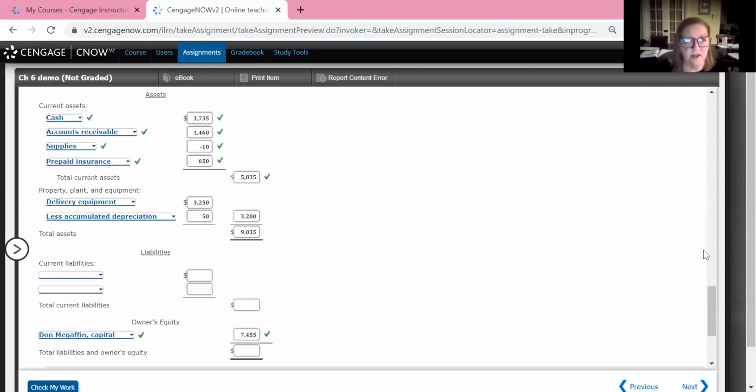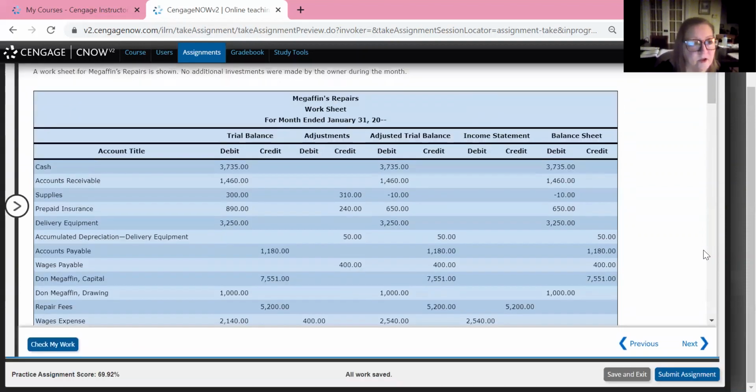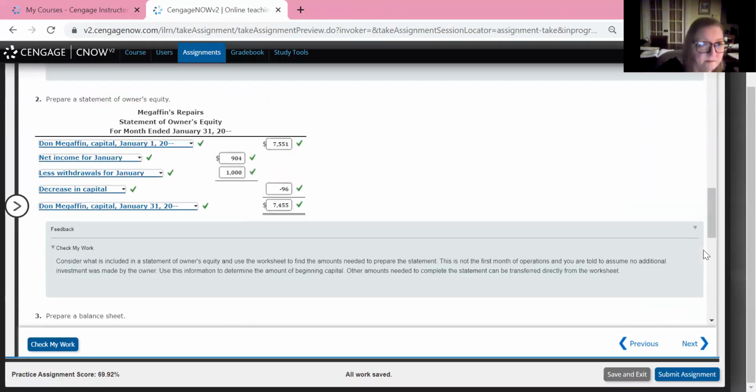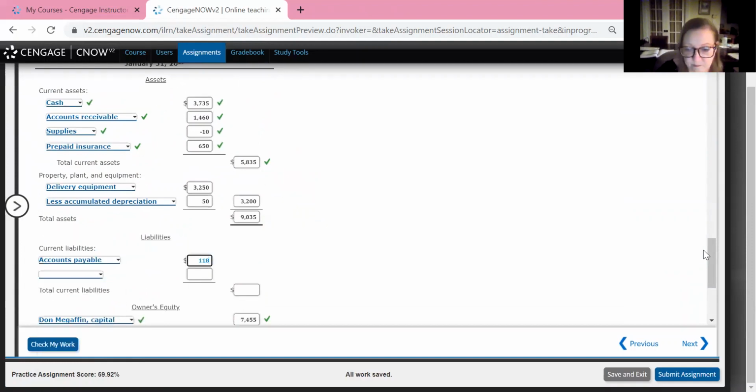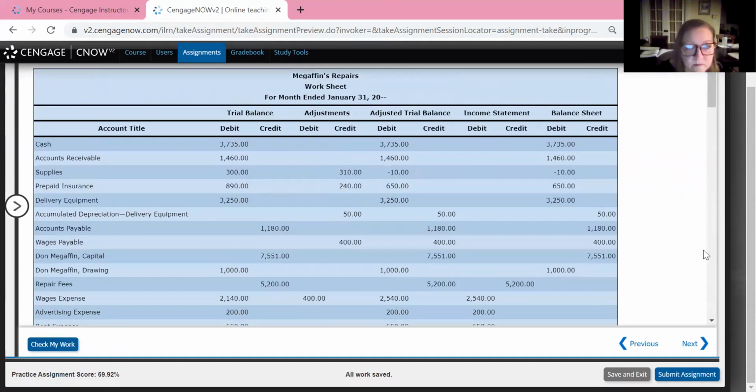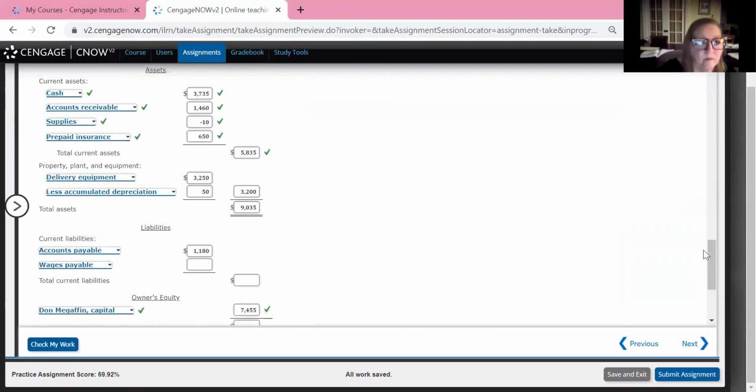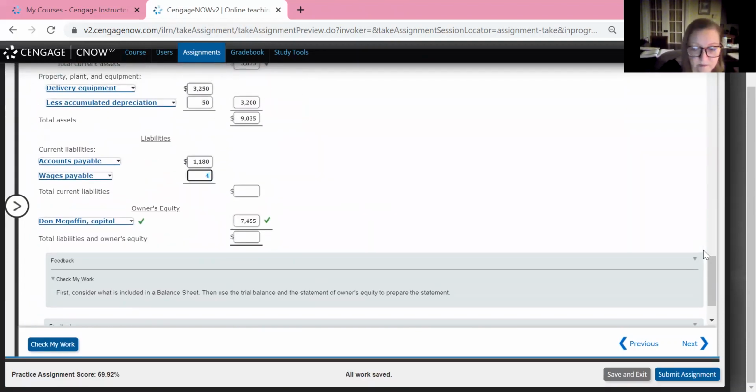Now all I need to do is pull my liabilities. Let's look at it. First accounts payable, then wages payable. Accounts payable is $1,180. All right, and then wages payable, $400. Okay, now we're getting closer. I'm hoping it's going to work. 1180 plus 400. So you can do with your eyeball, 1580.